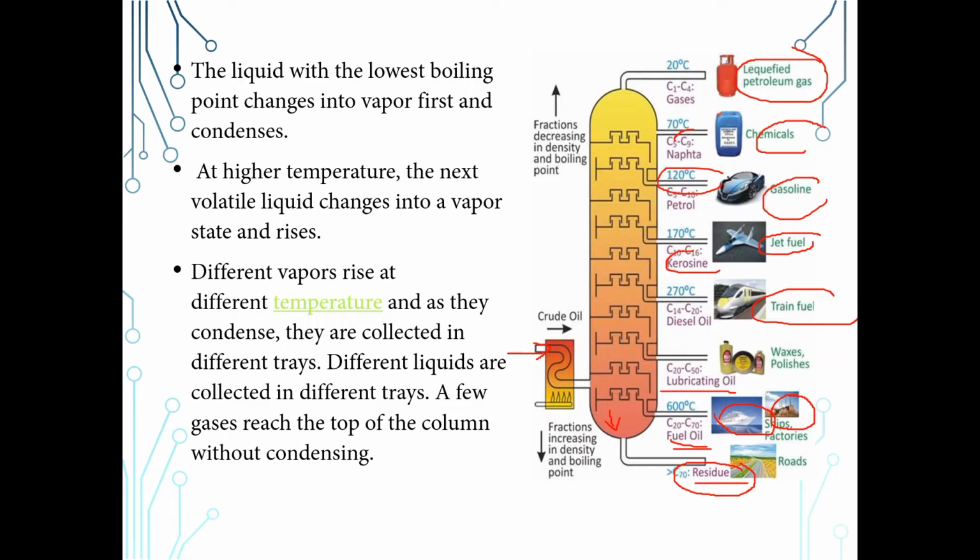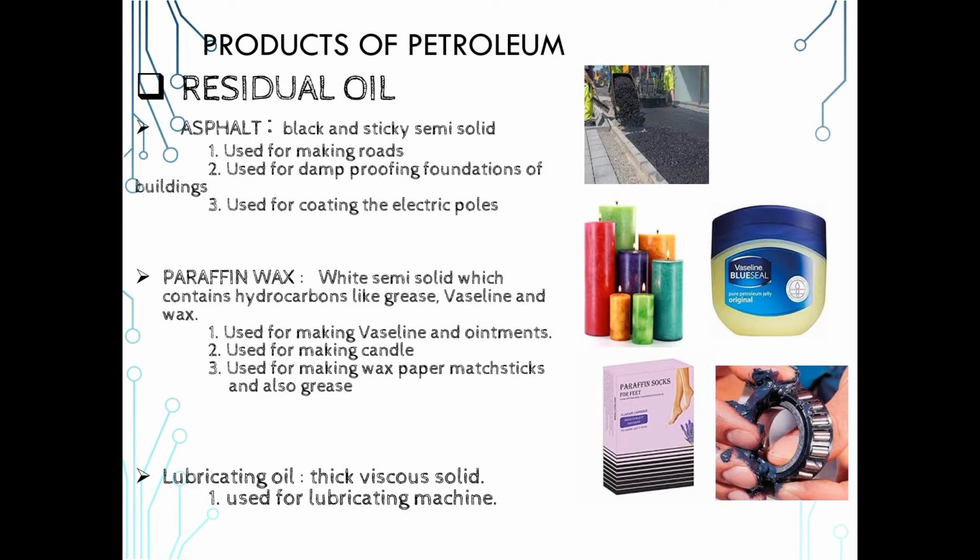So this is all about refining petroleum. Now you see what the products of petroleum are. The first is the residues that we have already discussed. What are the residues? Under residues we will be getting three different types of oil.